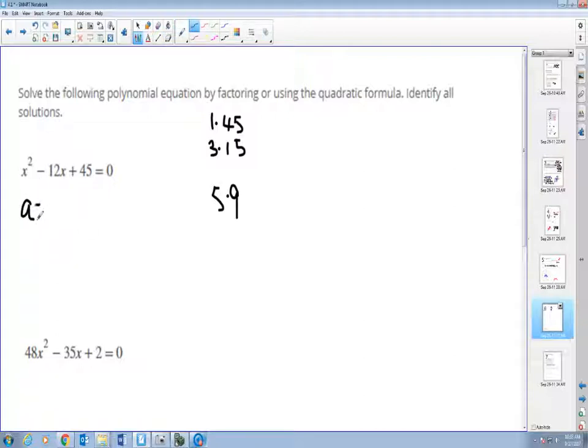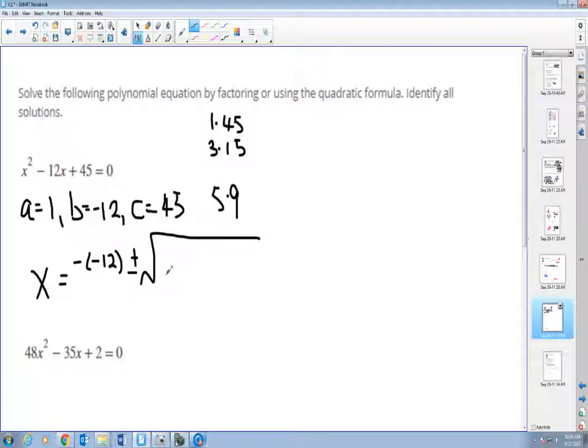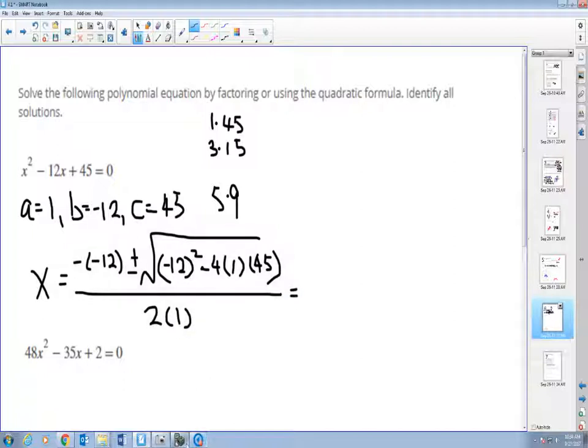Alright, quadratic formula. A is equal to 1, B equal to negative 12, C equal to positive 45. So x equals negative B, that will be negative of my negative 12, plus or minus the square root of B, negative 12, whole thing squared, minus 4 times my A times my C, whole thing over 2 times my A, which is 1. Alright, let's see what that's going to come out to be.